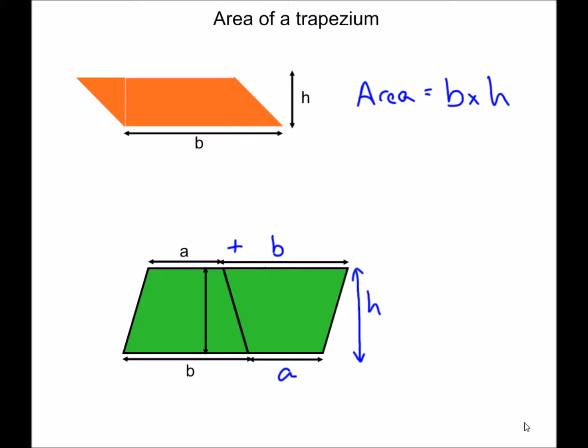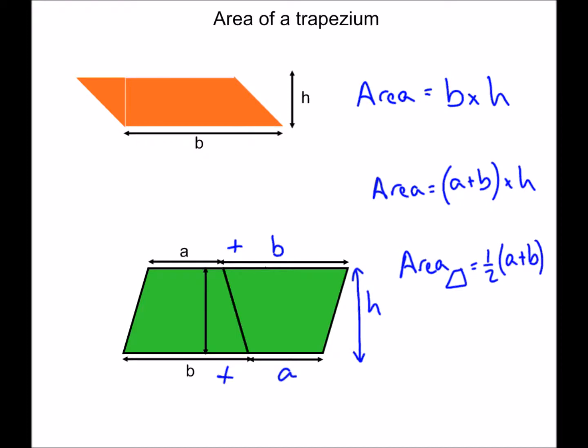So the area of this parallelogram is going to be area equals my base, which in this case is B plus A or A plus B. So we're going to go A plus B, and then we need to times it by the height, which is still just H. But that's the area of two trapeziums, and I only want one trapezium. So the area of my trapezium is going to equal a half (A plus B) times my height.